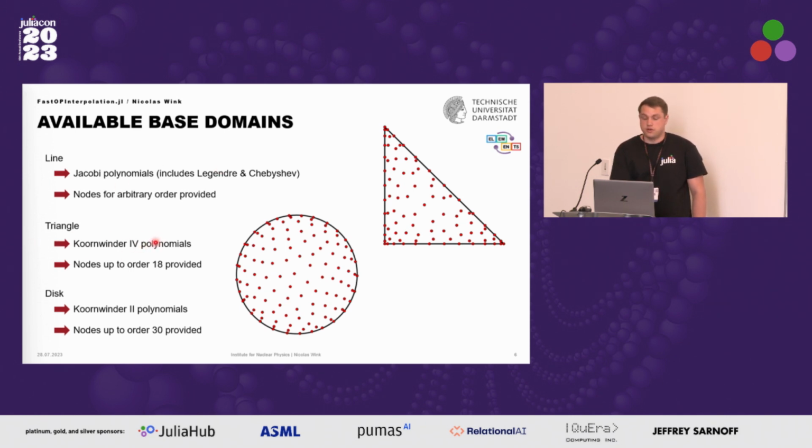On the triangle, it's currently Koornwinder type 4 polynomials, and on the disk, Koornwinder type 2 polynomials, and the package provides you already nodes for a line of arbitrary order, and for a triangle up to order 18 of the polynomial, which, for example, you can see here for some lower orders of the polynomial how they are spaced, so always towards the edges of your domain. And the same for the disk, where they're known up to order 30, and they're given in BigFloat notation also if you need that in your applications.